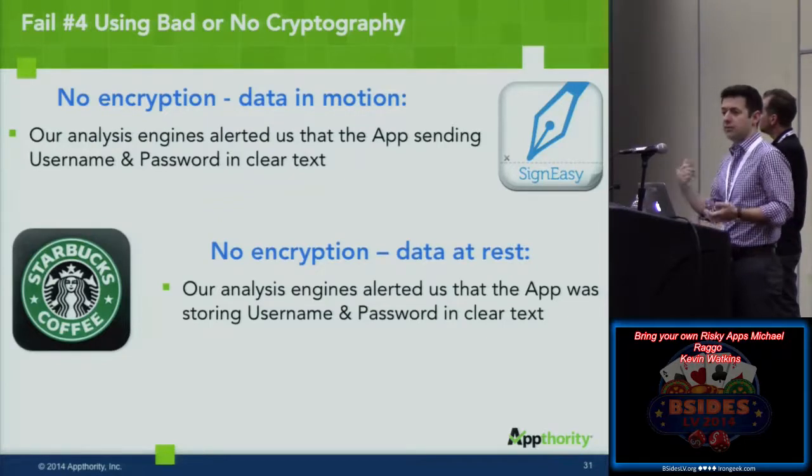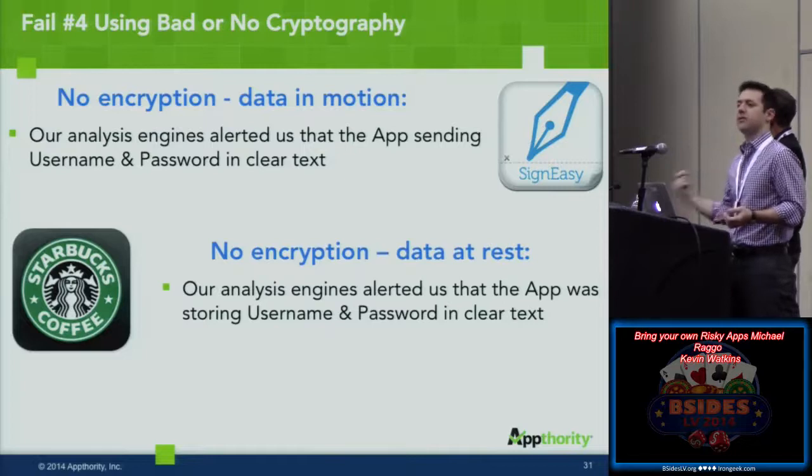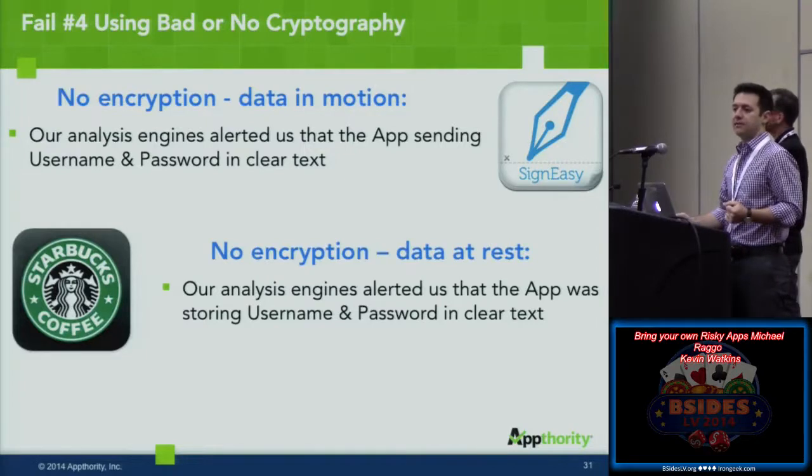The Starbucks coffee app, you can use to order coffee and you can have your credit card there for auto load. It stores username and password in clear text on the device. So again, if you lose your device, someone could easily get that information for your Starbucks app, maybe order some coffee on your behalf. But worse, a lot of folks use the same password for their email as they do for other apps. So a weak password in one app could propagate to other applications as well.